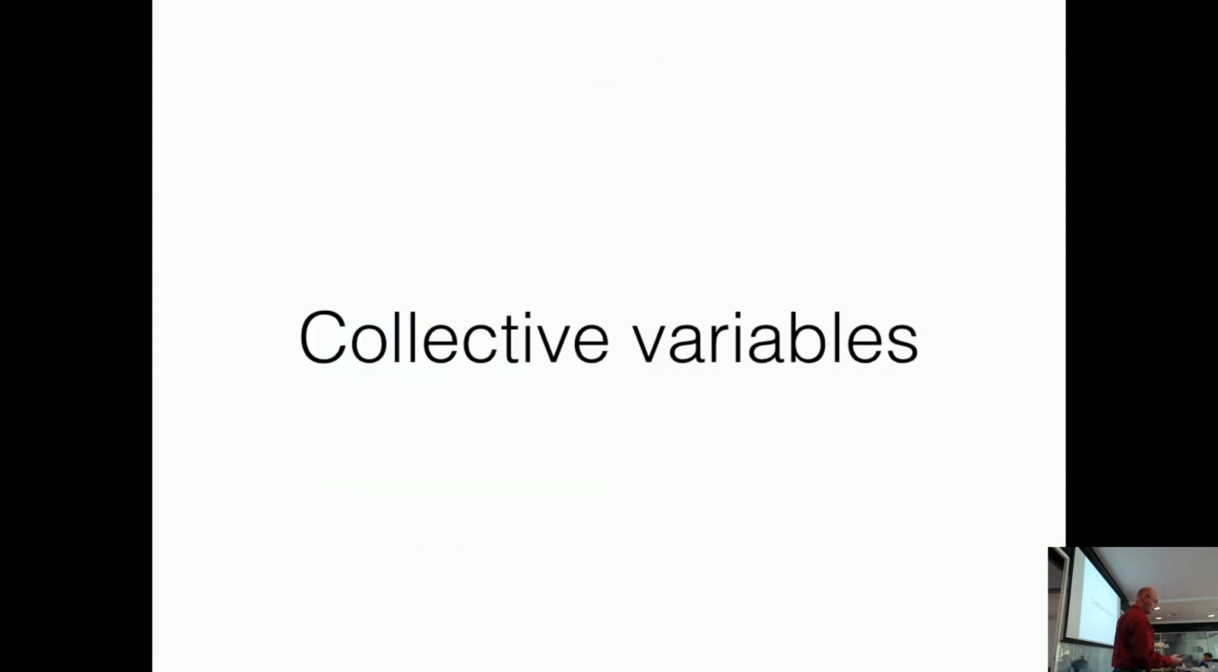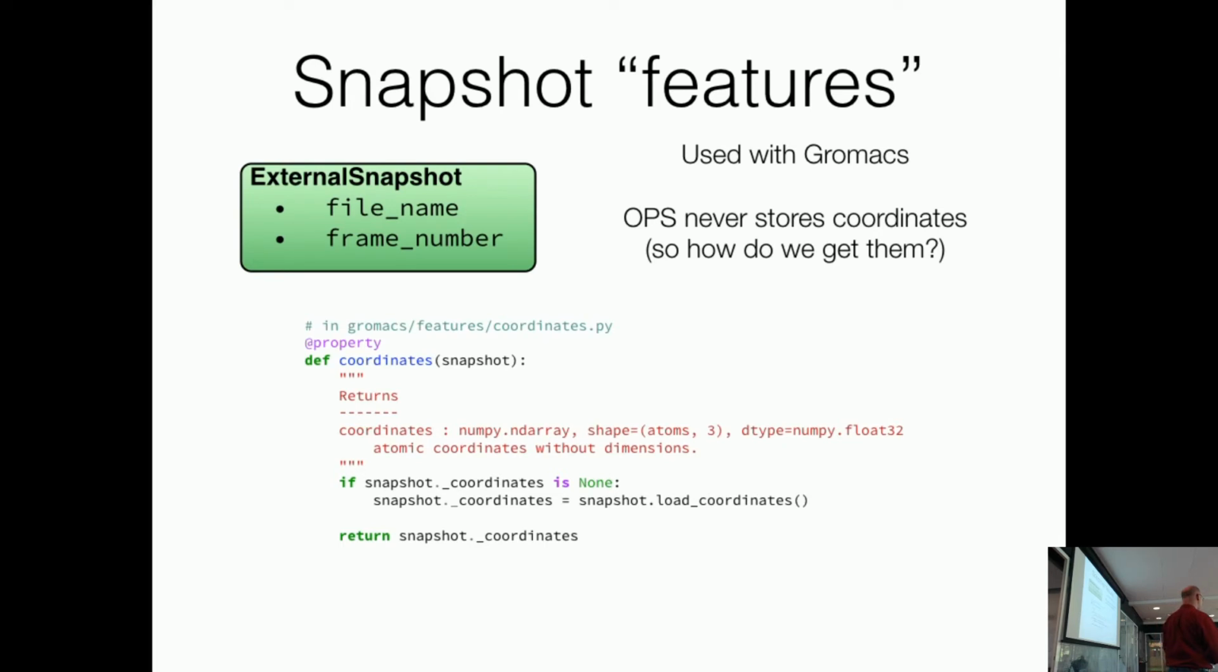So yeah, that was it on engines. Are there any questions about that? Yeah, Peter. Well, first of all, in this slide here, you say the OPS never stores coordinates, but here you store the coordinates. No, OPS does not store the coordinates on disk. The netcdf file does not ever have the coordinates. OPS reads the coordinates from the XTC file.